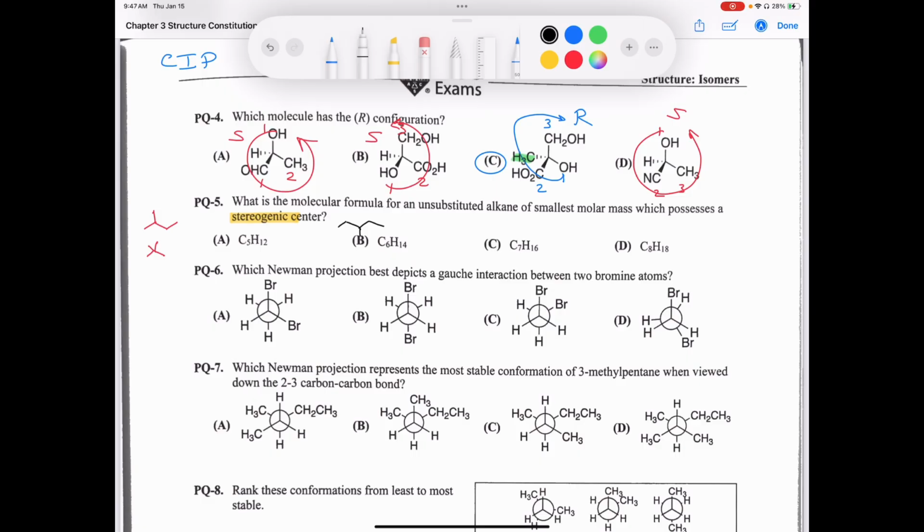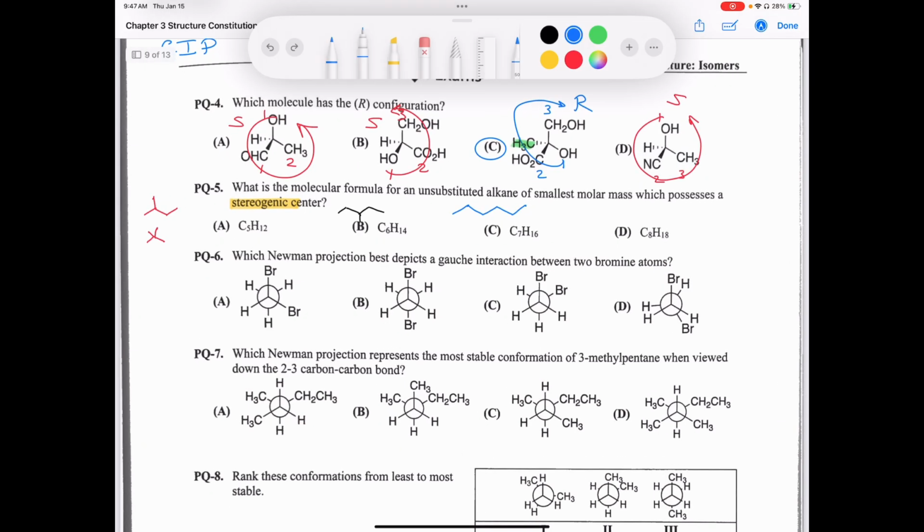It's not until you get to 7 carbons. So if we do 1, 2, 3, 4, 5, 6, and then if we were to put a methyl group here, this carbon, let me highlight it in yellow. This carbon is a chiral center because it has an ethyl group attached to it, a methyl group attached to it, and a propyl group attached to it. And so it has a chiral center. So the stereogenic center is going to be this carbon right here. And so the answer is going to be C in this case.